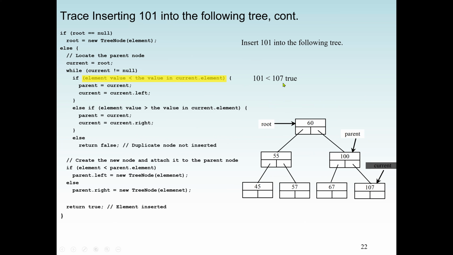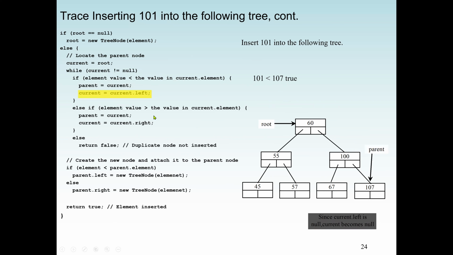Is 101 less than 107? Yes, it's true. So if 101 is less than 107, then we assign it as a left child. And then current is null now, because right now we are at 107, and there's no child. So if it's null, then we need to create a new node. So if element is less than parent.element, 101 is less than 107, that is true.